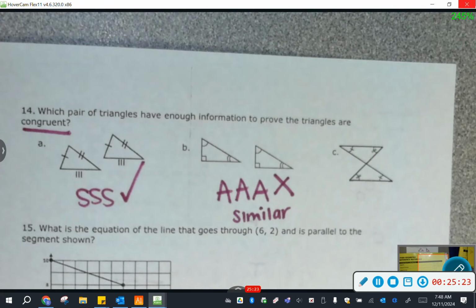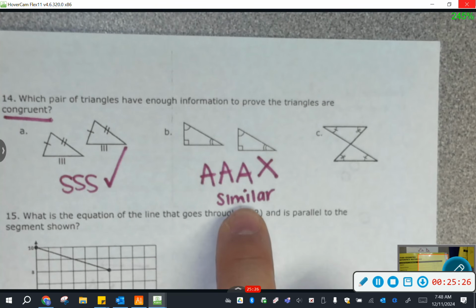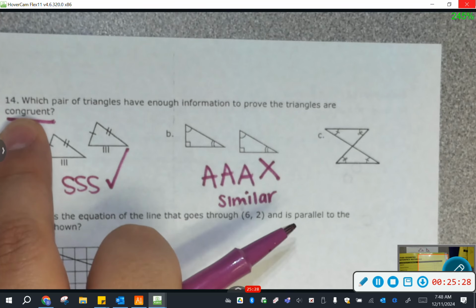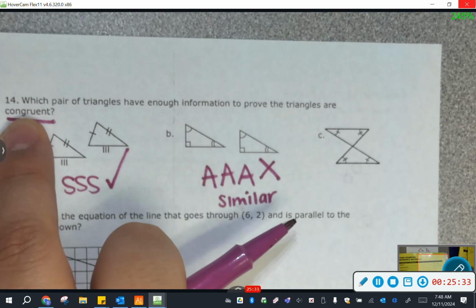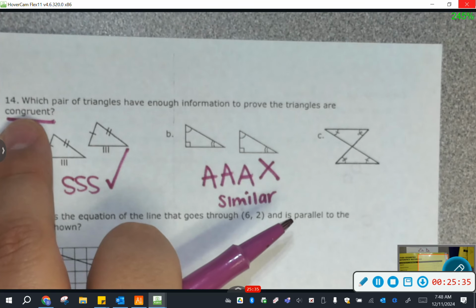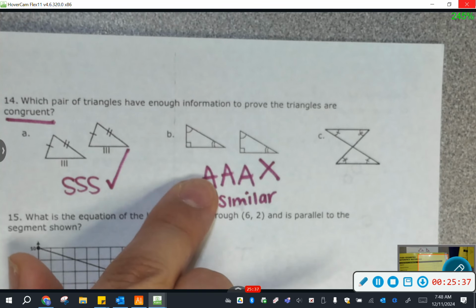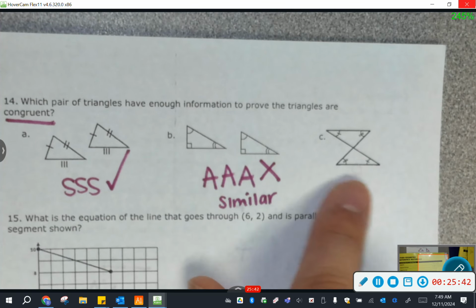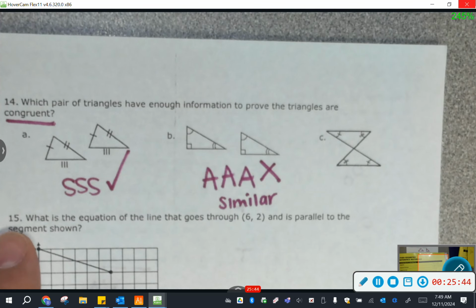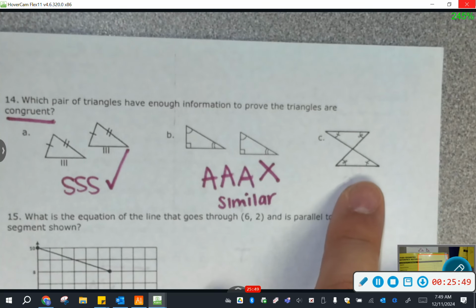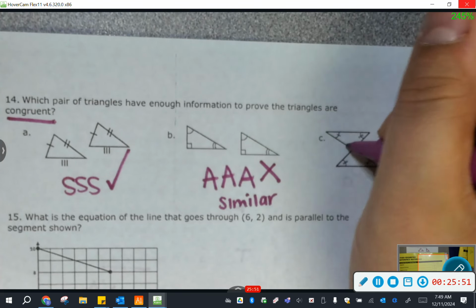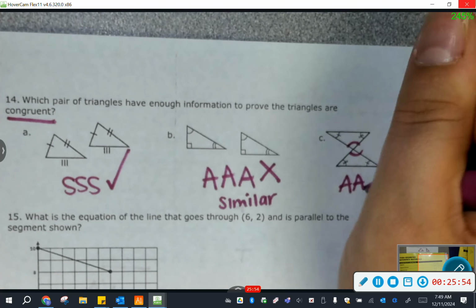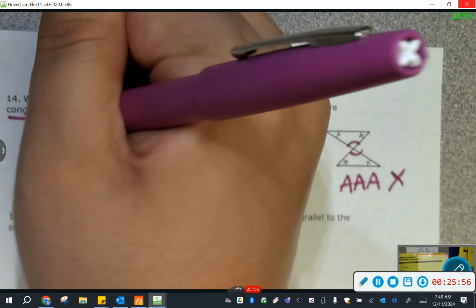Be careful tomorrow. That proves that they're similar. Make sure you're reading which word it's asking. Is it asking you to prove congruent, or is it asking you to prove similar? That's similar, AA. But if it says congruent, it does not work. That makes sense? S works. Yep. For S, this one right here. Vertical angles. This is AAA, which does not work. A is our answer.